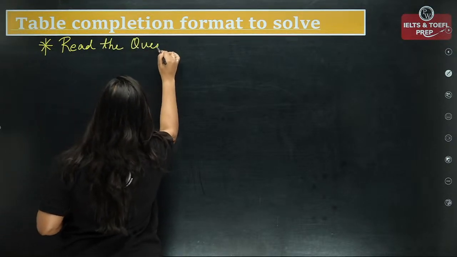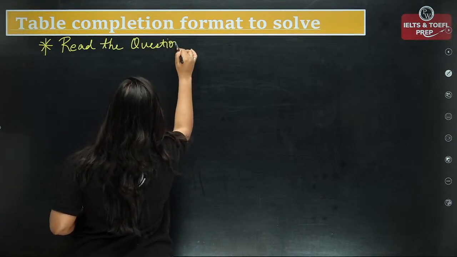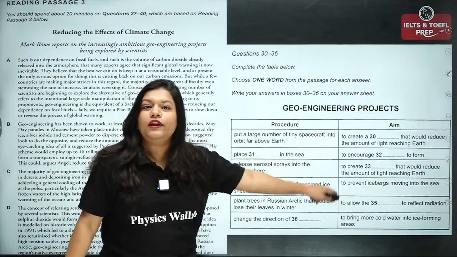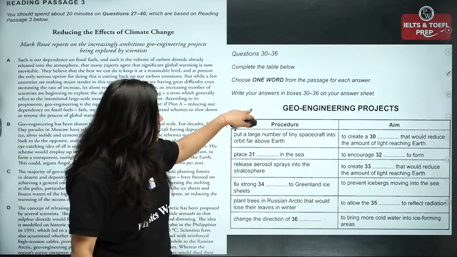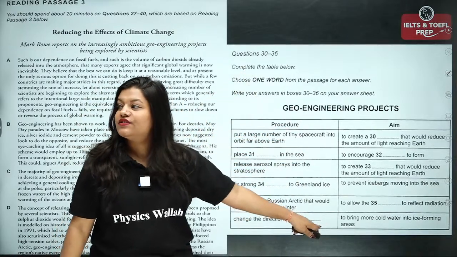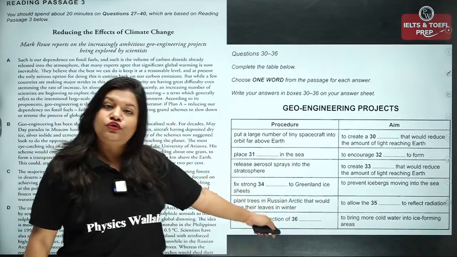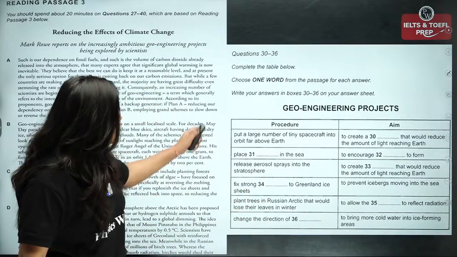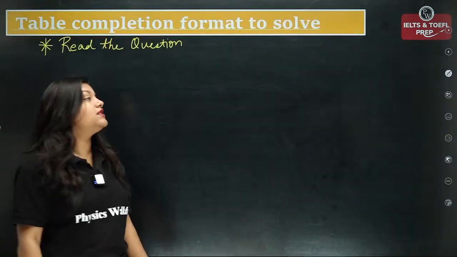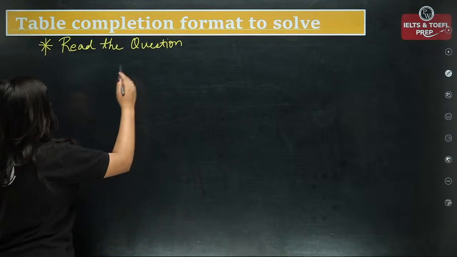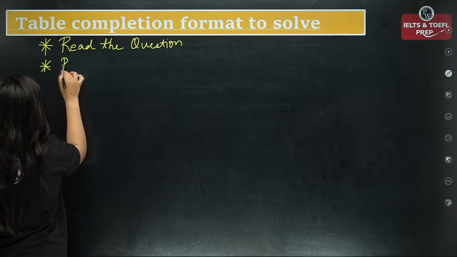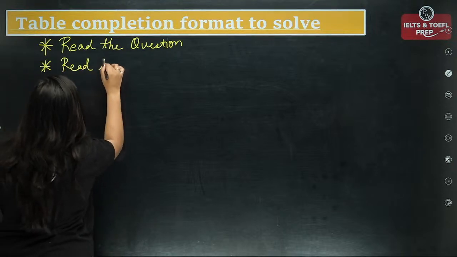When I say read the question, basically you are going to get a question like this. This is going to be the format of the question. Here you are going to get a table with instructions so that you can solve it. Now there are certain pointers that you need to take care of to solve this question type. Read the question and also read the instructions.